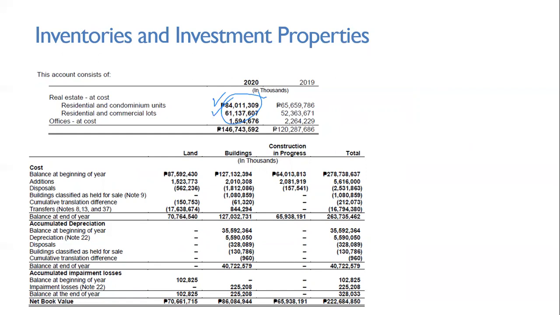rather than PPE. Okay? Itong sa baba, ito yung investment properties niya. Land, buildings, construction in progress. Yung accounting nito, higher accounting na yan, 114. So, we will not touch it in this course.